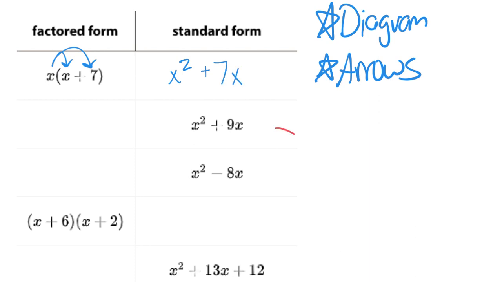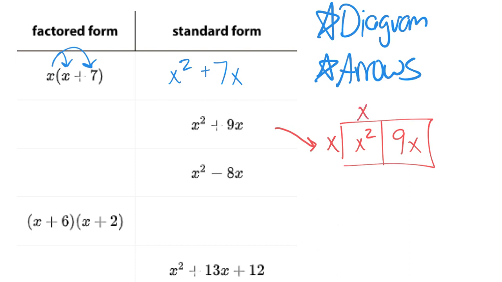Now when I'm going backwards from standard form into factored form, maybe I want to use a diagram. I know that inside my diagram is going to be x squared plus 9x, and I need to figure out what's going to be on the outside. What multiplied gets me x squared plus 9x. I can see that x is common between them. x times what is going to be x squared, so that's going to be x, and then x times what is going to be 9x, and that's going to be 9. So in my factored form, I would write this as x times x plus 9.